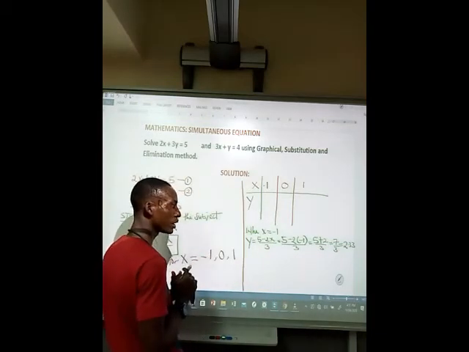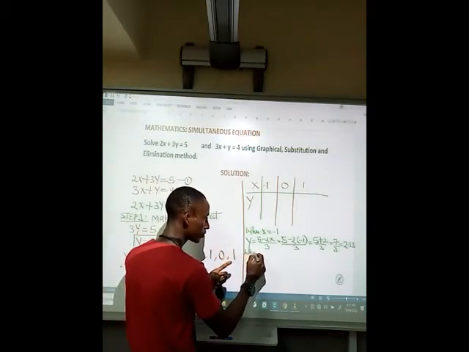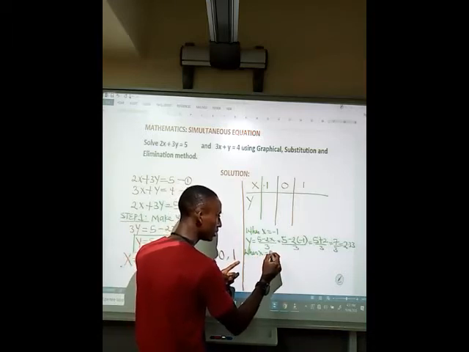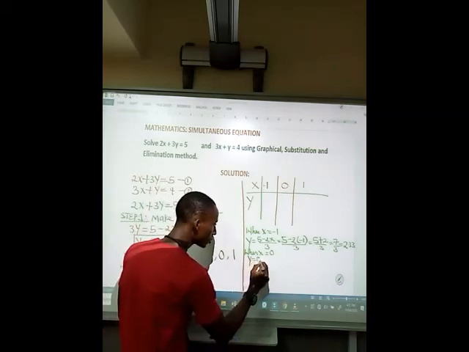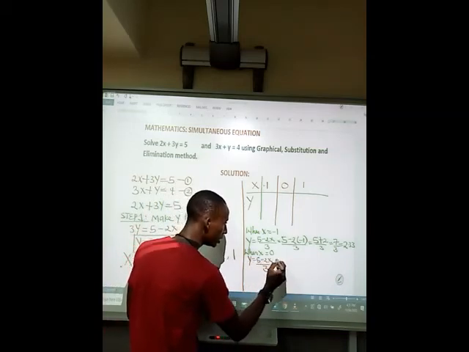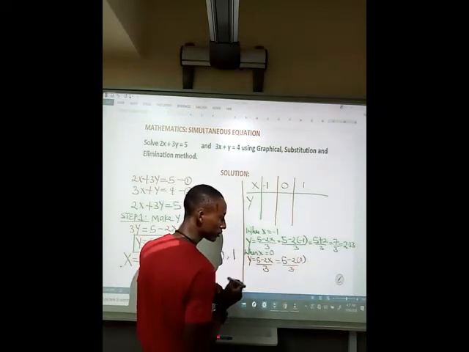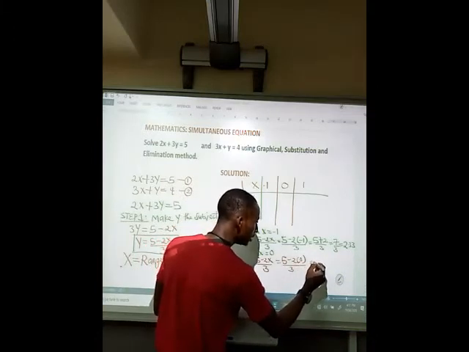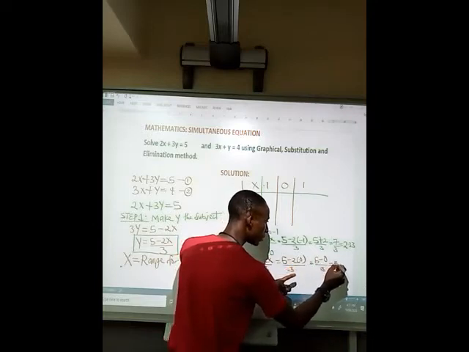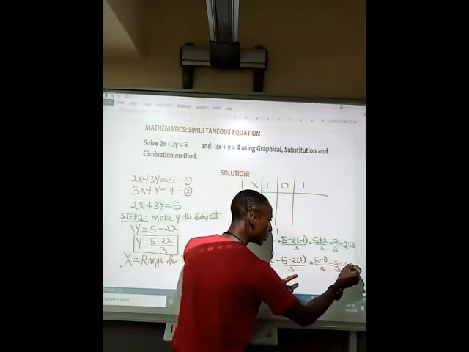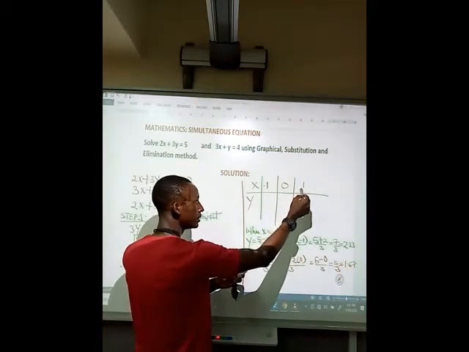Now, when x is equal to 0, what do you do? So again, your y, which is equal to 5 minus 2x over 3, is now equal to 5 minus 2 into bracket 0, over 3. So by so doing, this will now give you 5. 2 times 0 gives you 0, over 3. So you have 5 over 3, which gives you 1.67.